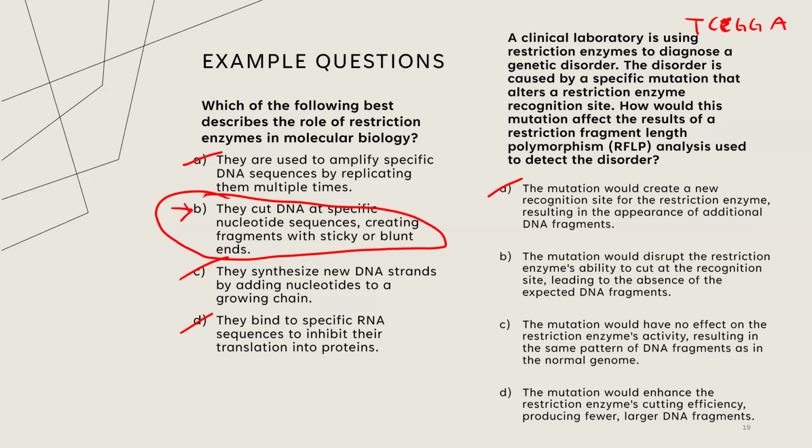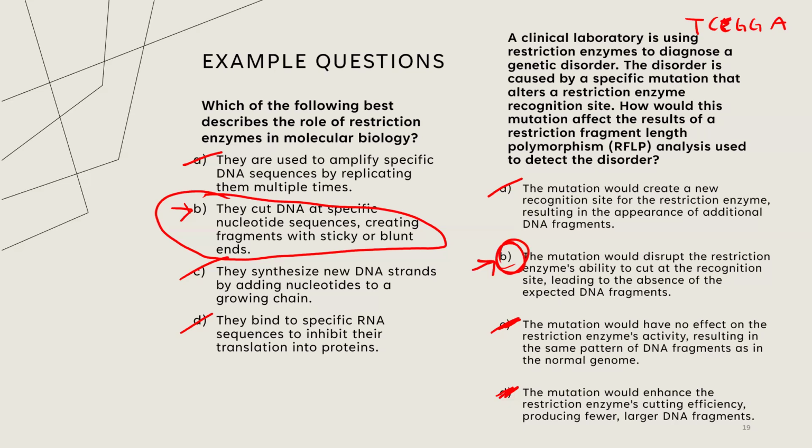So the next one, the mutation would disrupt the restriction enzyme's ability to cut at that site, leading to the absence of the expected DNA fragments. Okay, that's more familiar. So we're not going to see what we thought we would see. That's what that's saying to us. The mutation would have no effect on the enzyme's activity. No, because it depends on that specific sequence. The mutation would enhance the restriction enzyme's cutting efficiency. It would not enhance it or its efficiency. That's not anything we ever talked about. So it's got to be B. Back to that one.